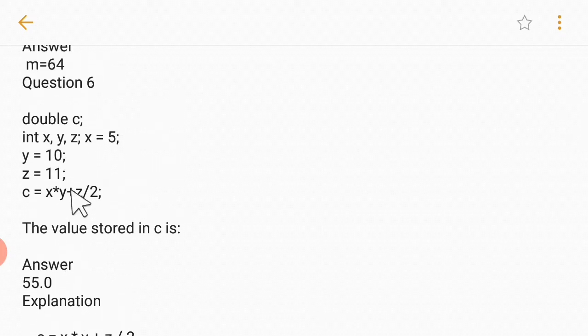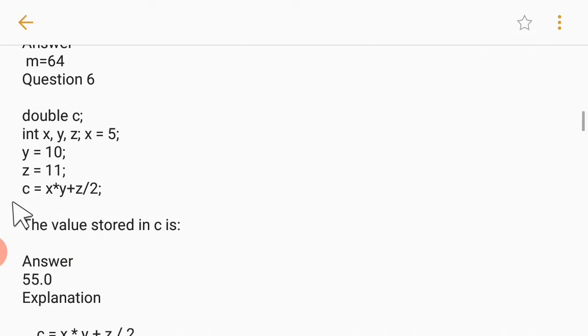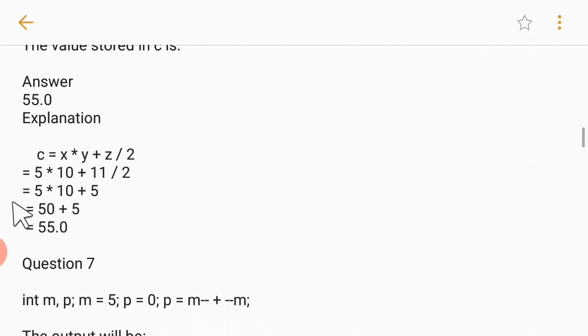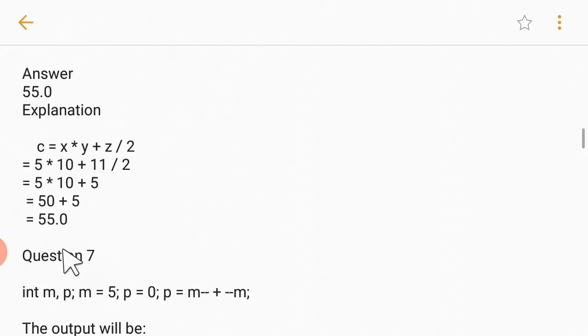Because please notice this, double C is written here, which means C is of double type, and these X, Y, Z are of int type. So the expression here is the pure one, meaning this statement. But when I look at the complete expression, ultimately the value of C will be of double type, because C is of double type. That is why it's not 55, it is 55.0. So always remember that. It's a very, very important point.